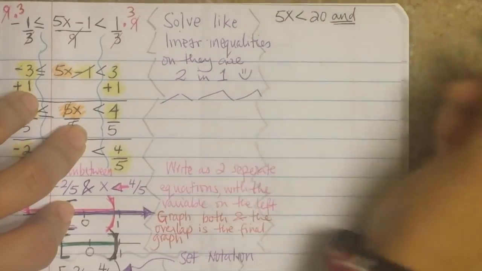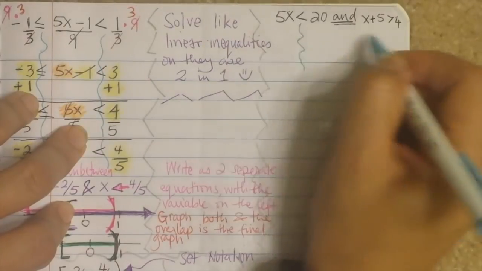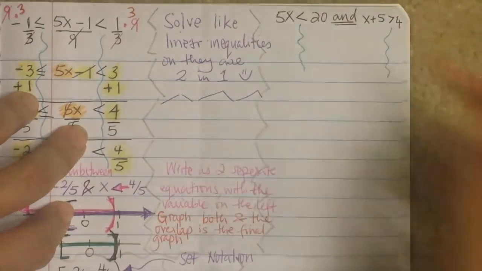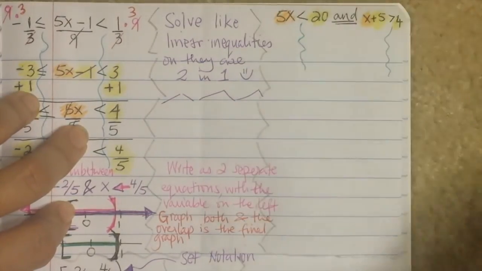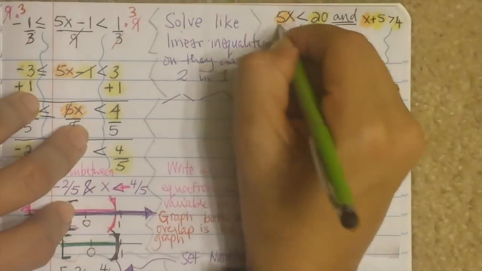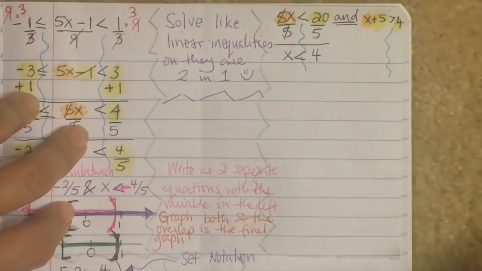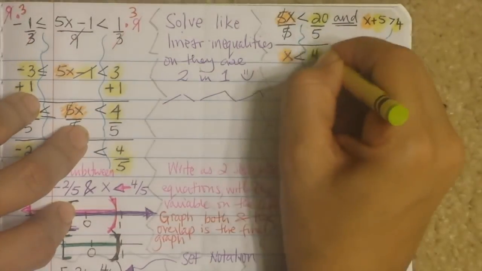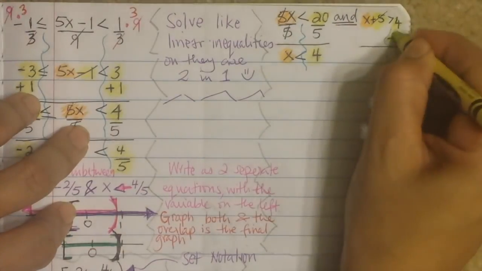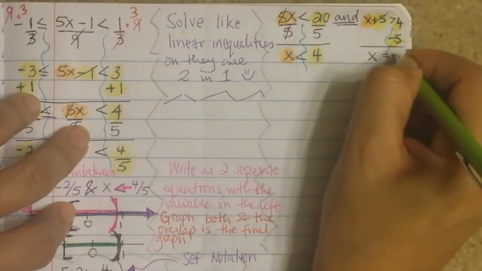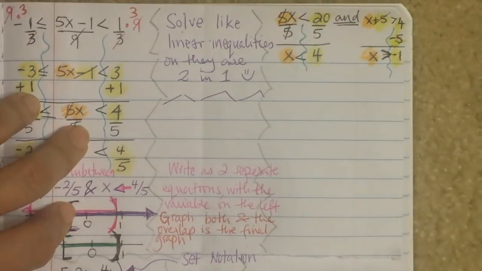5x is less than 20 or x plus 5 is greater than 4. So again, solve like two separate equations. I'm going to color my variables orange, my numbers yellow. Take all my oranges to one side, my yellows to the other. Starting with the 5x, I divide by 5 on both sides. Did I divide by a negative? No, so I keep the inequality the same. X is less than 4. And then on the right hand side, I'm going to take my yellow to the other side, so it's going to be minus 5. Cross it out, so I'm just left with x is greater than negative 1. So again, I have two inequalities.